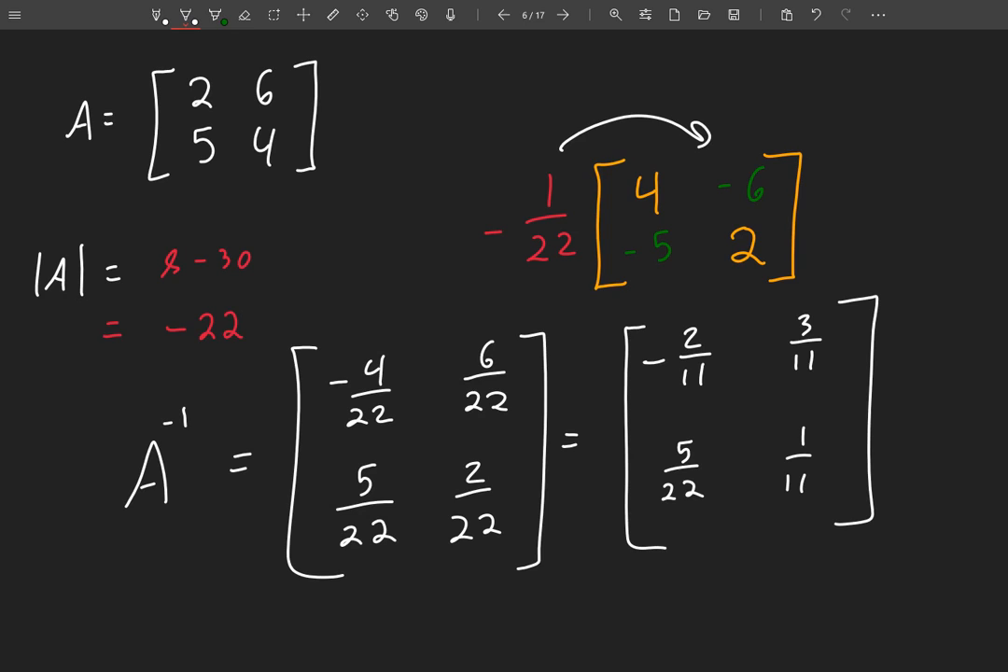Okay? All right, let's recap. You find the determinant and then hold on to it. Then you swap two of the numbers. You switch the sign of the other two numbers. You put the determinant here. You multiply through and then reduce if you can. And then you're done.